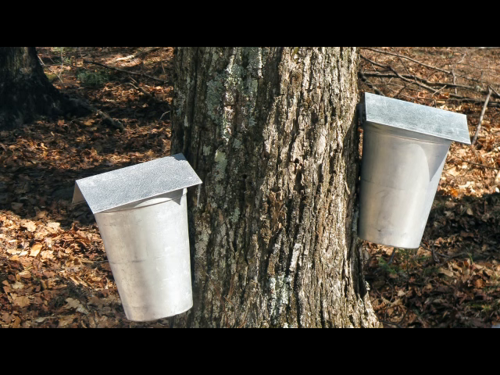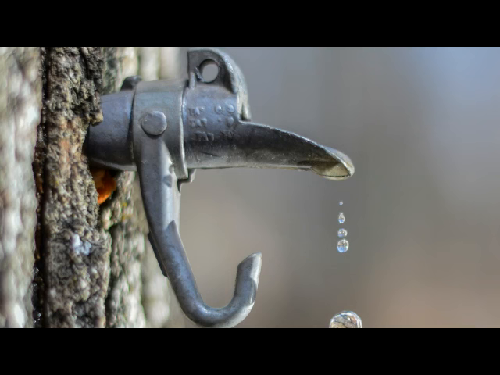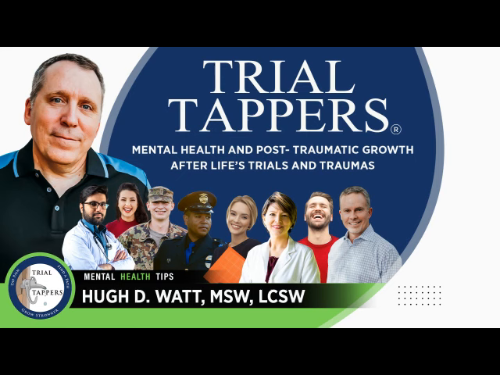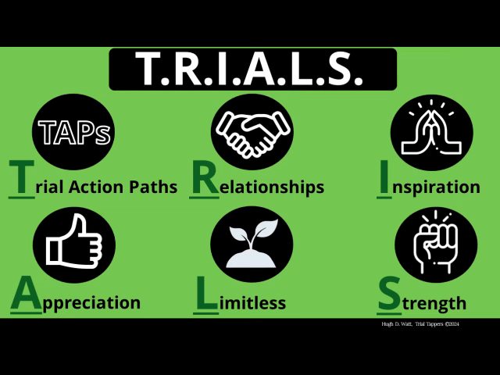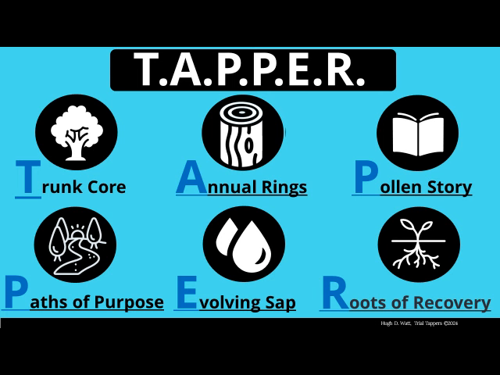Again, I use a symbolic analogy of a sugar maple tree to teach the concept that we can drill inside of us and pull out those trials and traumas and turn that into something sweeter. I use acronyms to teach the concept that you can become a trial tapper. When I explained the acronym of TRIALS, that was to teach in prior videos what are the theories and domains of post-traumatic growth. And then the TAPPERS helps us understand how I teach the individual classes to help you understand and gain that post-traumatic growth.